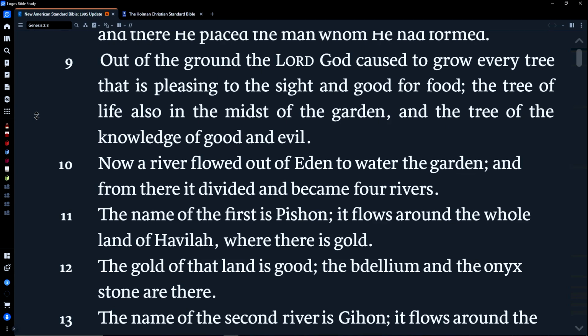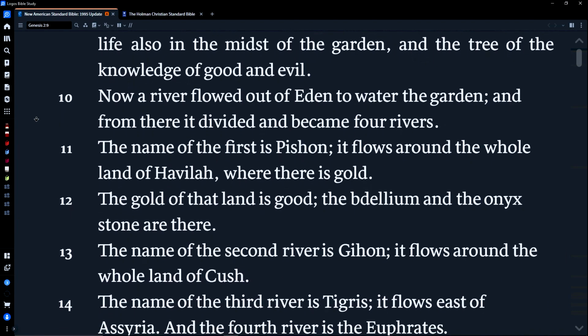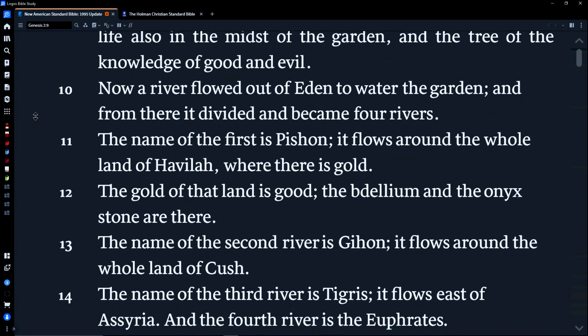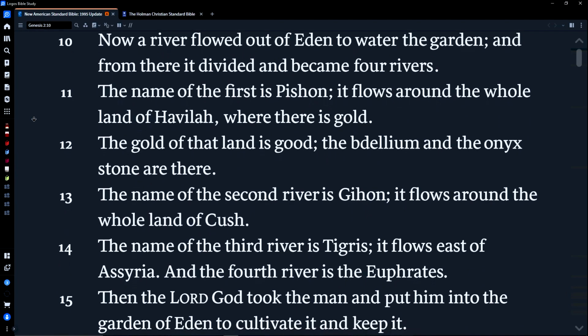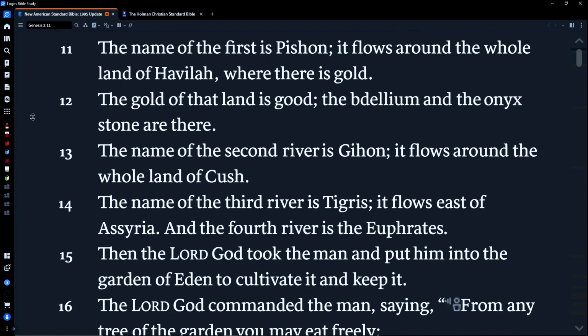Says this: Out of the ground, the Lord God caused to grow every tree that is pleasing to the sight and good for food, the tree of life also in the midst of the garden, and the tree of the knowledge of good and evil. Now a river flowed out of Eden to water the garden, and from there it divided and became 4 rivers. The name of the first is Pishon. It flows around the whole land of Havilah, where there is gold. The gold of that land is good. The bdellium and the onyx stone are there. The name of the second river is Gihon. It flows around the whole land of Cush. The name of the third river is Tigris. It flows east of Assyria. And the fourth river is the Euphrates.